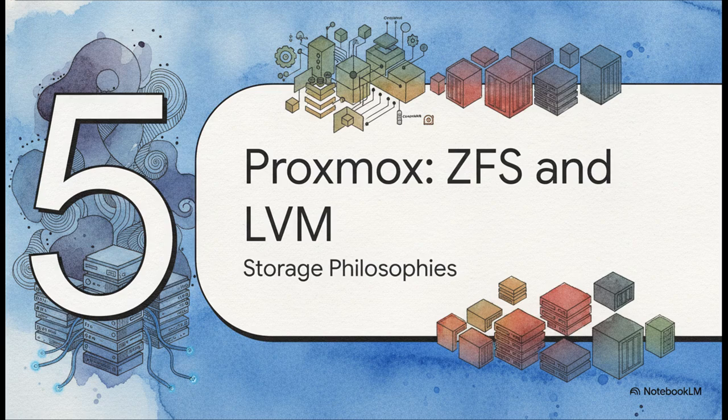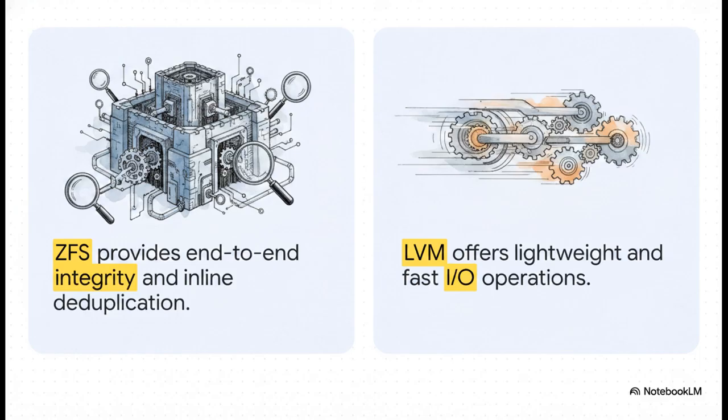Section 5. Proxmox, ZFS, and LVM. Our final platform stop is Proxmox, which presents admins with a really fascinating choice between two very distinct storage philosophies. Users frequently debate between ZFS and LVM. ZFS is this modern powerhouse that combines volume management right into the file system. It offers end-to-end data integrity with checksums, snapshots, and inline deduplication. LVM, conversely, is a traditional mainstay. It's lightweight, highly familiar, incredibly fast for raw I/O operations, and, crucially, has much lower memory requirements than ZFS.